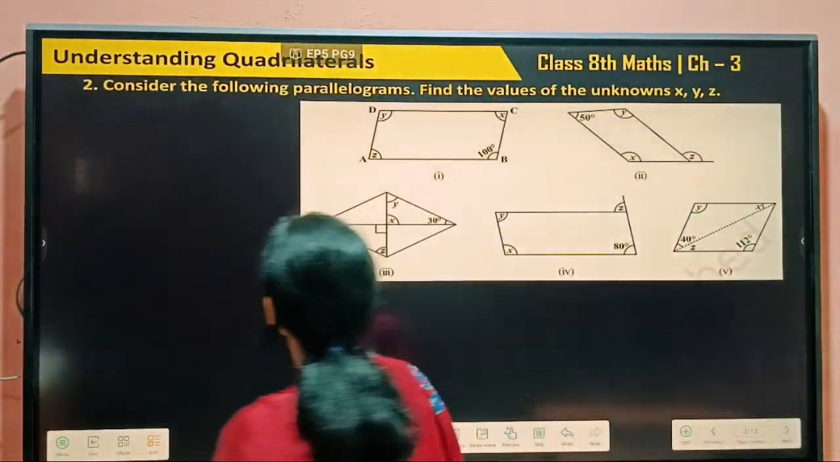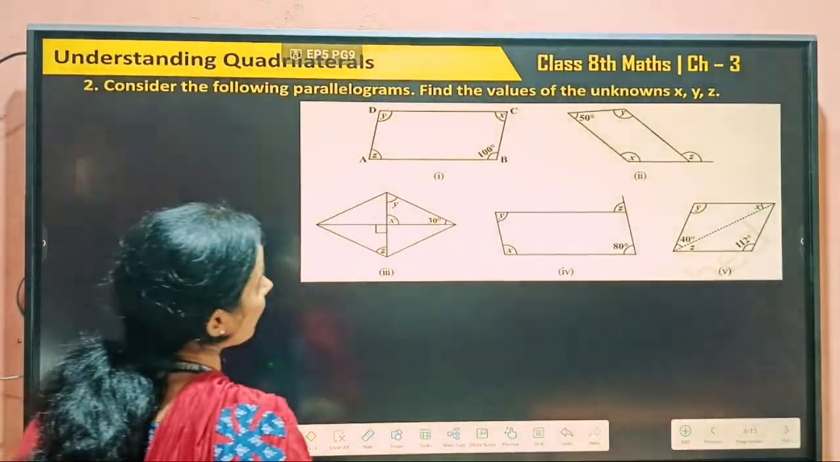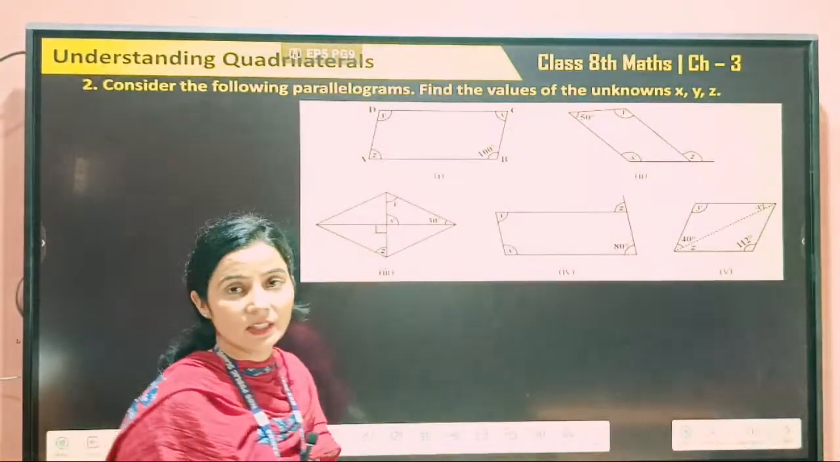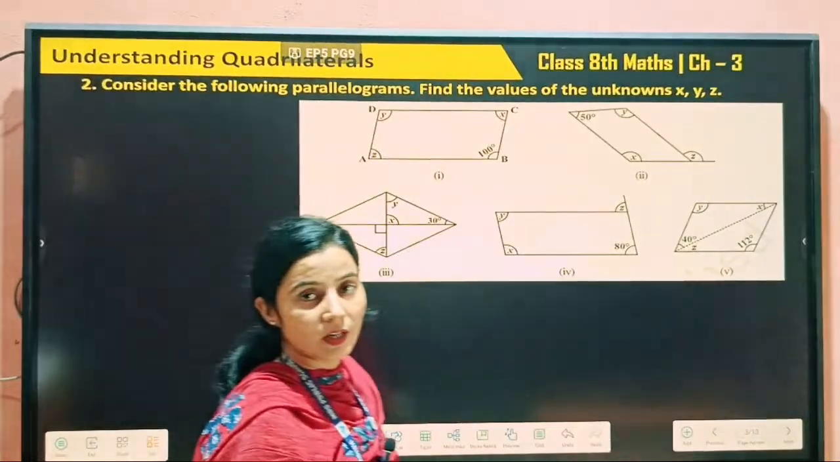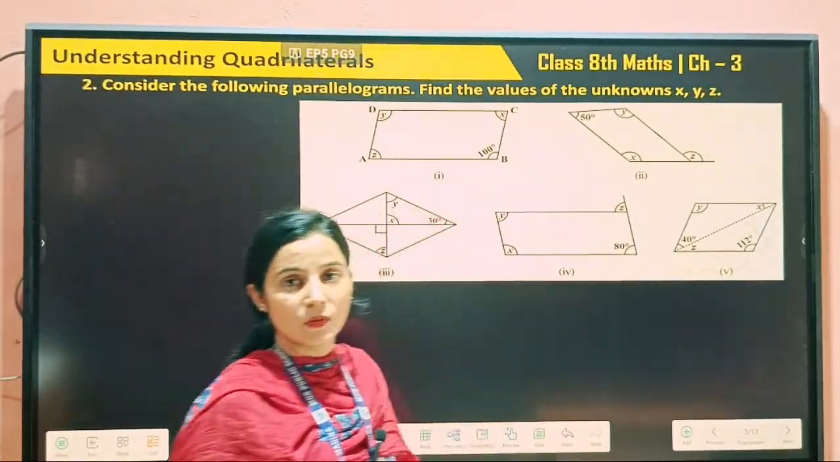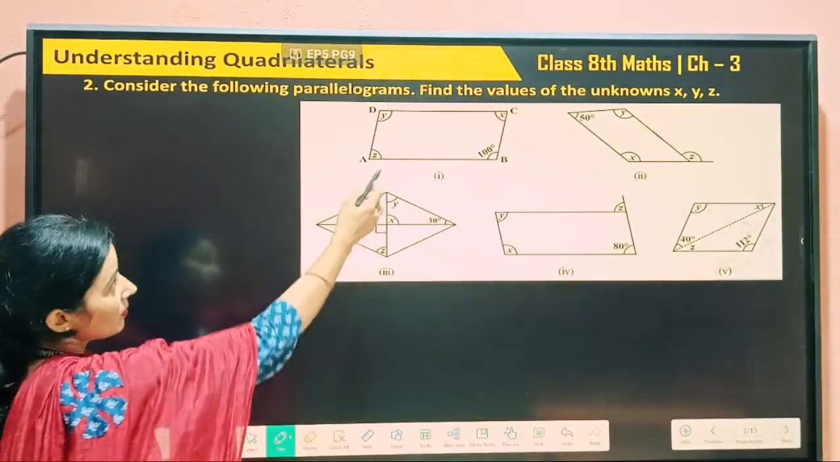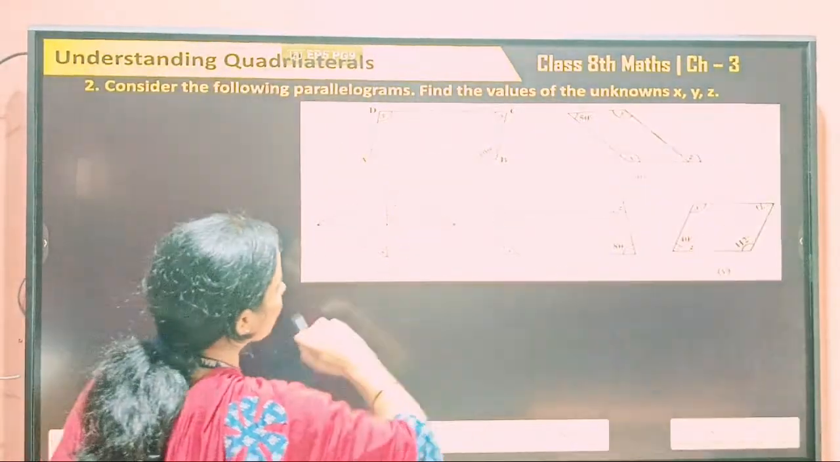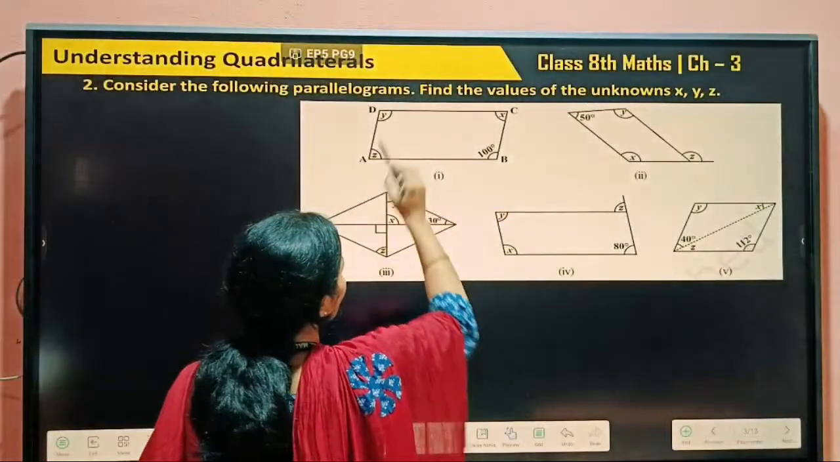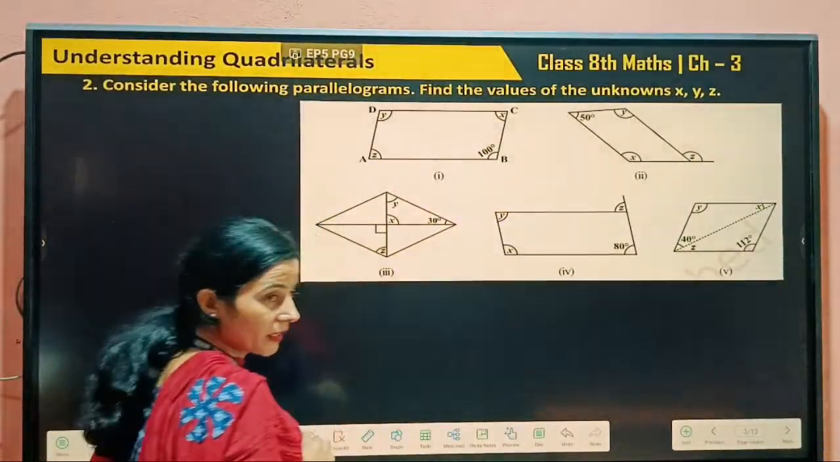Question number 2. Consider the following parallelograms and find the values of unknowns x, y and z. These all are parallelograms and in these we have to find the unknown values. Unknowns are x, y and z. First figure is ABCD, a parallelogram. This B is 100 degrees, then this y will be 100 degrees.